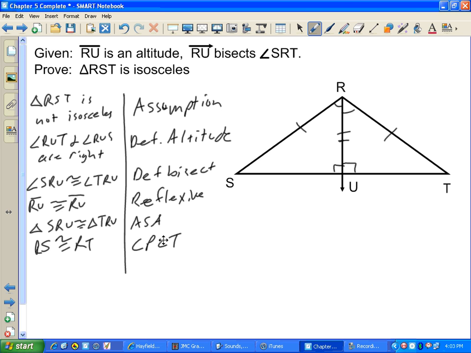So the corresponding parts of congruent triangles are congruent, which contradicts our assumption. Our assumption was that RST is not isosceles, but I've just shown that it is isosceles. So that contradicts our assumption. So our assumption, which was the opposite of what we were trying to prove, can't possibly be true. So if it's not possible for it not to be isosceles, then the only option left is that it is isosceles. So that proves that RST is isosceles with this given information.